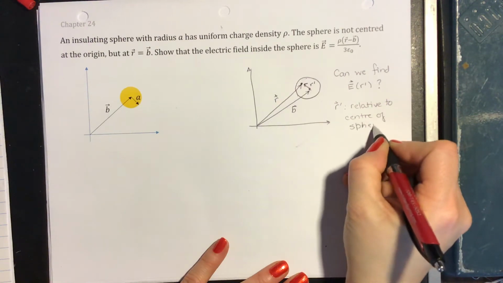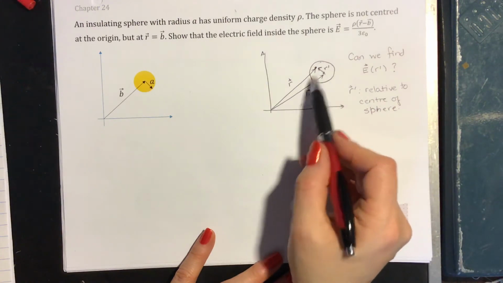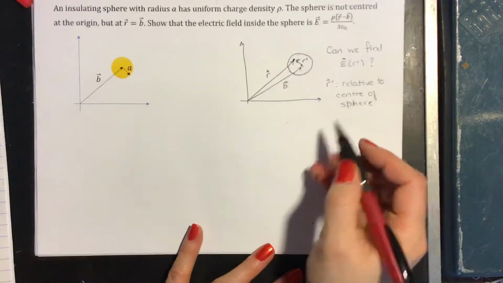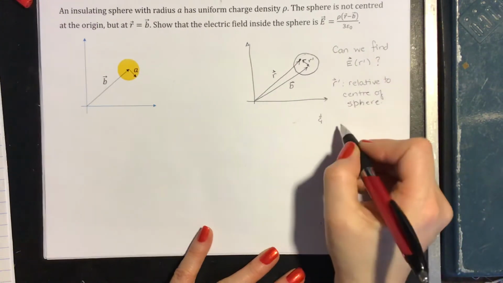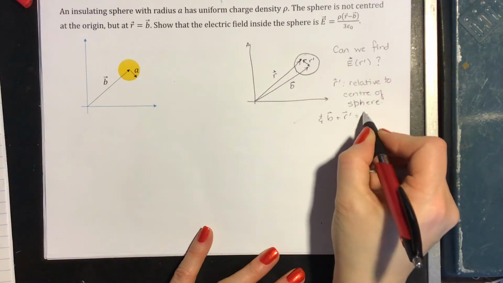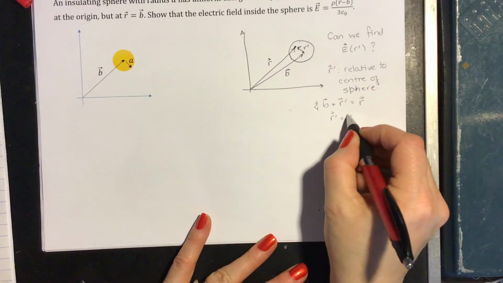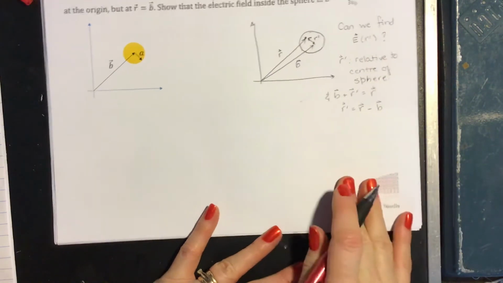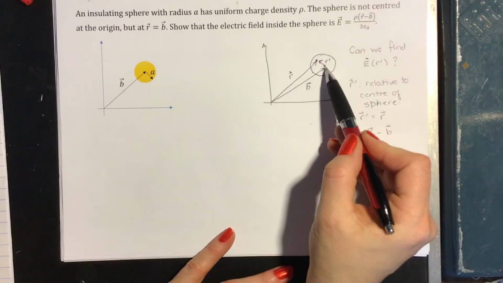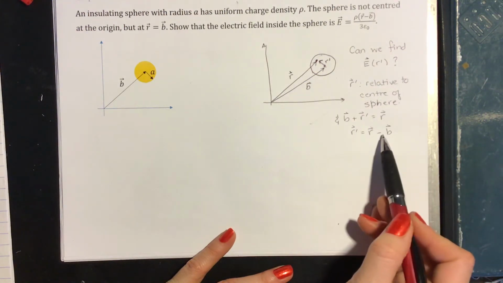Then the other thing that we can see, B plus R primed equals R. That's just a simple vector addition. This vector plus this vector gives us this vector. So let's add in that little note, B plus R primed equals R. So what that means is that R primed equals R minus B. So our strategy here is let's find the electric field of this sphere relative to its center, and then we'll just use a translation that R primed is R minus B to find the electric field in terms of R.